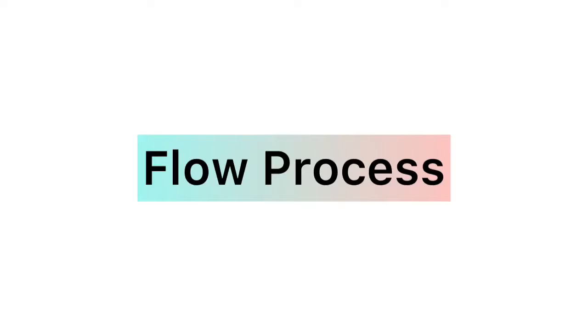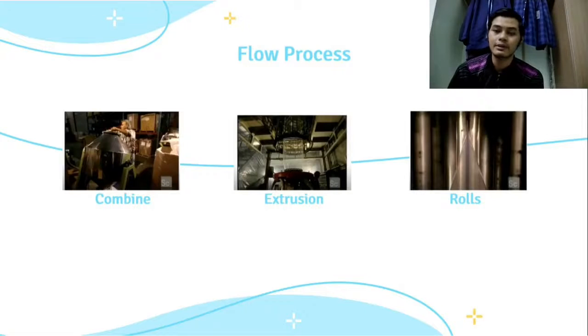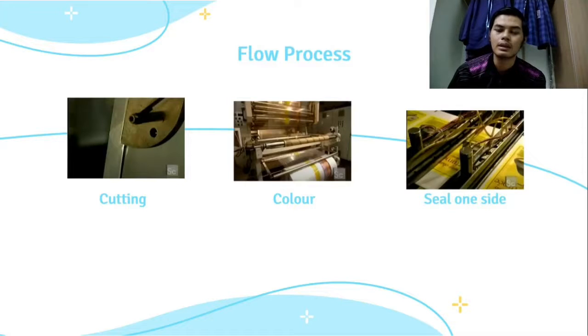In this video, I would like to share with you about the flow process to make plastic garbage bags. In this slide, I have shown you six processes that you have to do to make the plastic garbage bag. The first one is combine, the second one is extrusion, the third one is rolls, the fourth one is cutting, the second last is color, and the last one is seal one side.